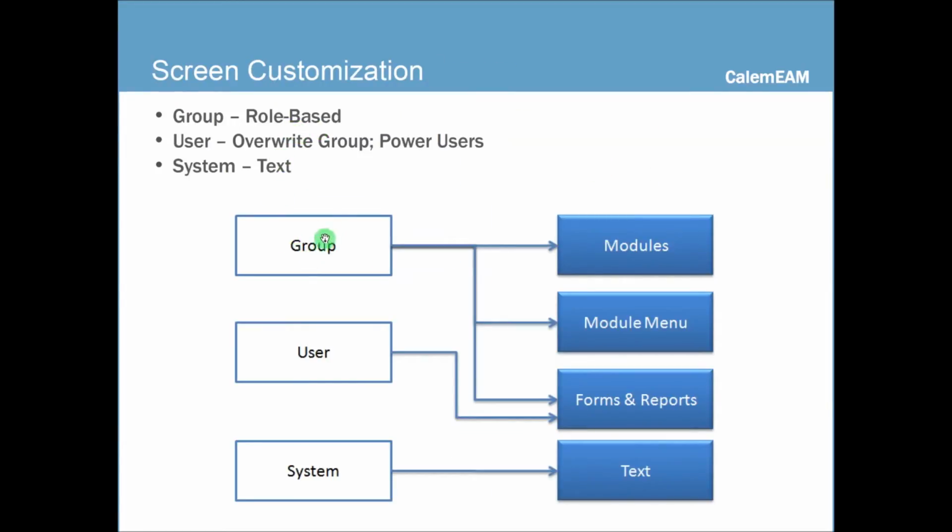The screen customization can be done at a group level, which is role-based. So that would be done for a group of users. You can customize modules accessible, module menu, forms, and reports. It can also be done at the user level overriding the group level, and they're intended for power users. So users can customize forms and reports. At the system level, you can customize text. The text customization is applicable to the whole system.